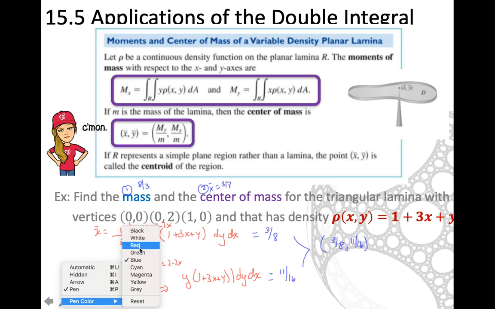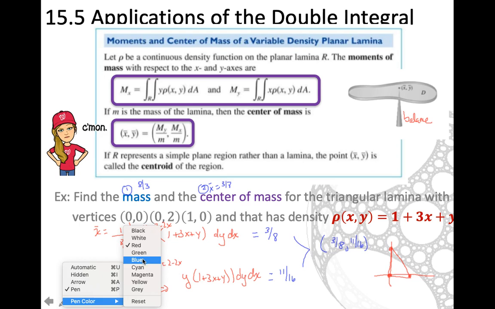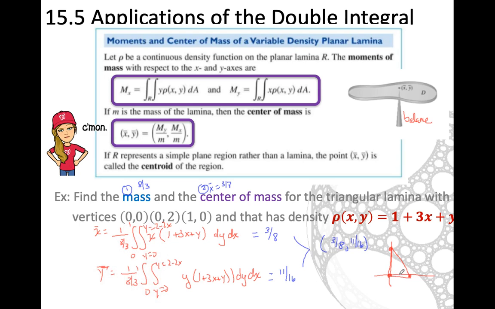So go back to your picture and make sure that's reasonable. Does it look like you can balance that lamina of varying density? Do you buy it? 3/8 is a little shy of a half, and 11/16 is a little more than a half in that direction. So somewhere up there, given this varying density, there is your balance point. And it is within the region, so I feel pretty good about myself.